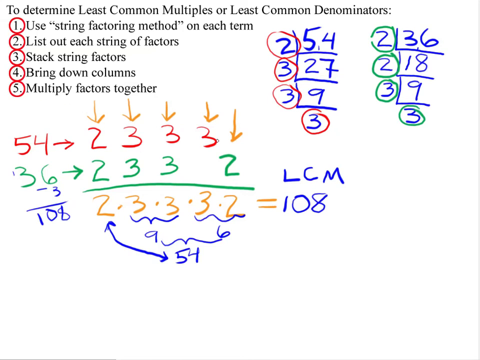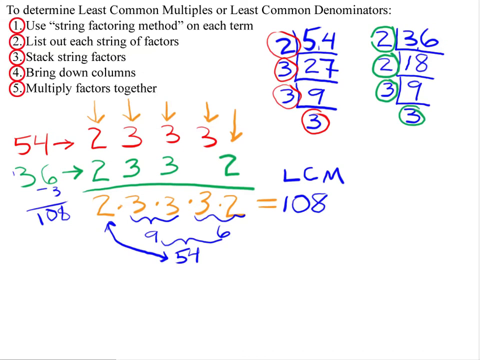Then number 4 up here says bring down the columns, which means just go ahead and copy these guys all down. And finally, multiply factors together. Just means that once you get these guys at the bottom, multiply them all the way across, and you will get your least common multiple.